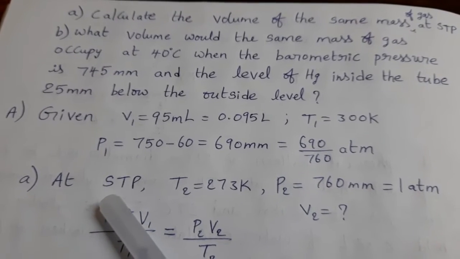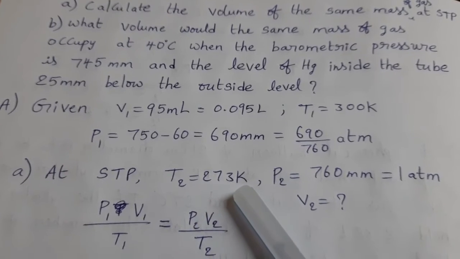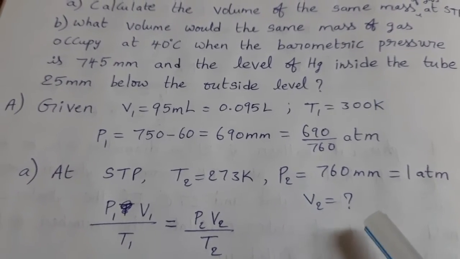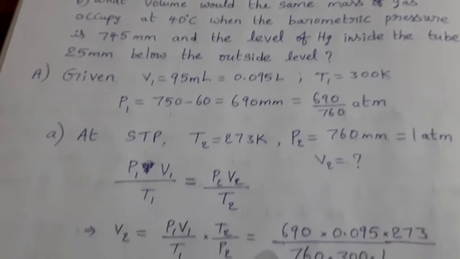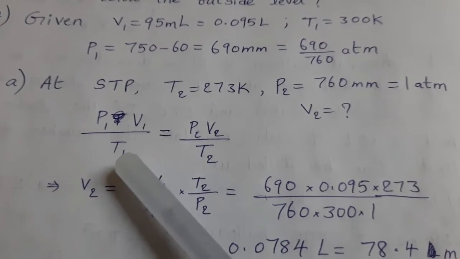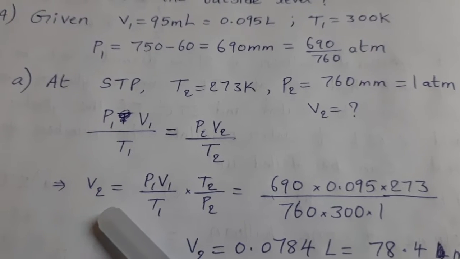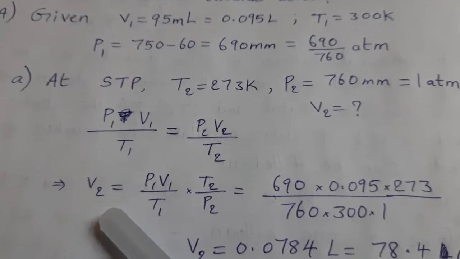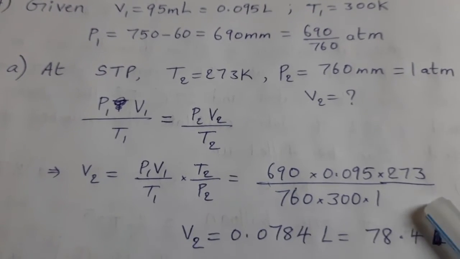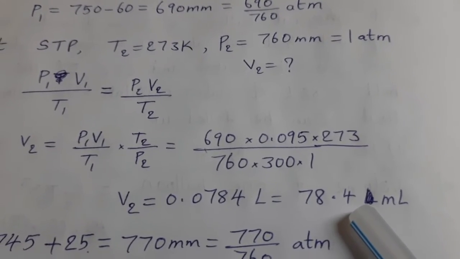First question, at STP we should find the volume of the gas. STP means temperature 273 Kelvin, pressure 760 mm or 1 atmosphere. V2 we should find out. So what is the suitable formula? P1 V1 by T1 equal to P2 V2 by T2. So V2 we need, then the formula is P1 V1 by T1 into T2 by P2. Substitute all the values, then we can get V2, that is 78.4 ml.